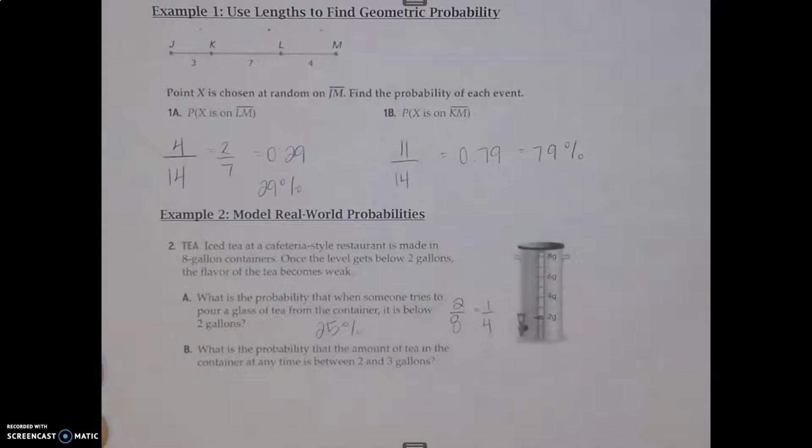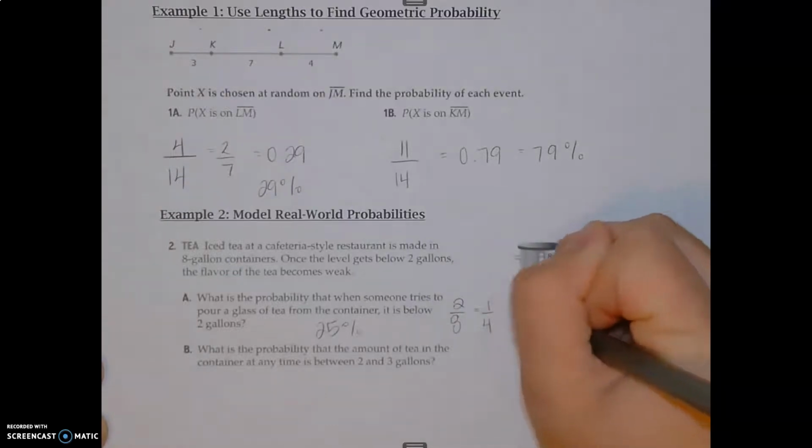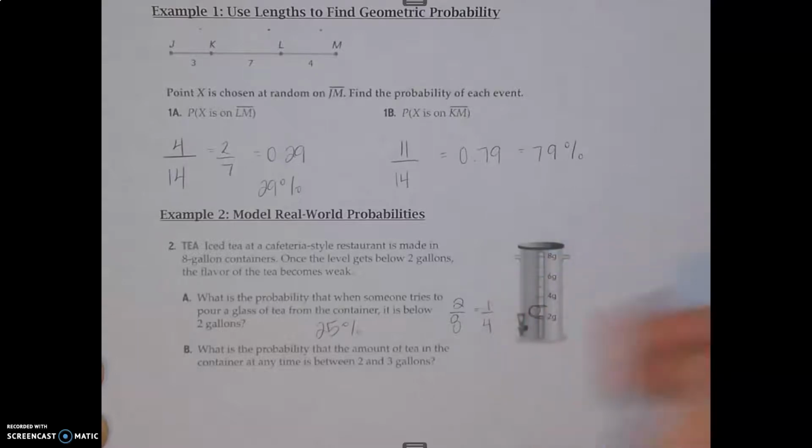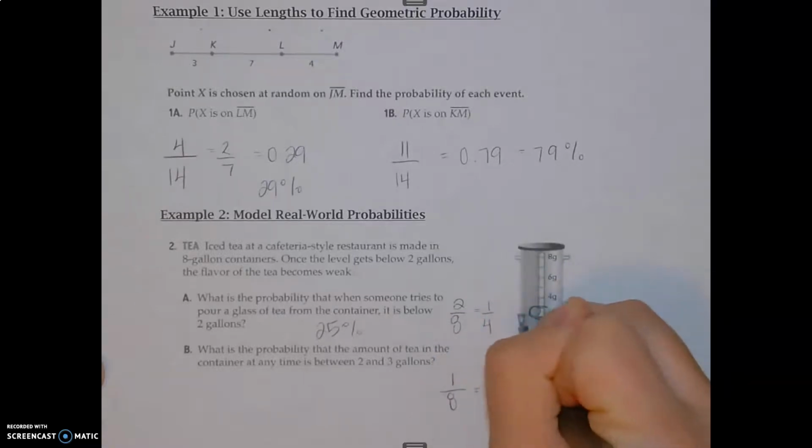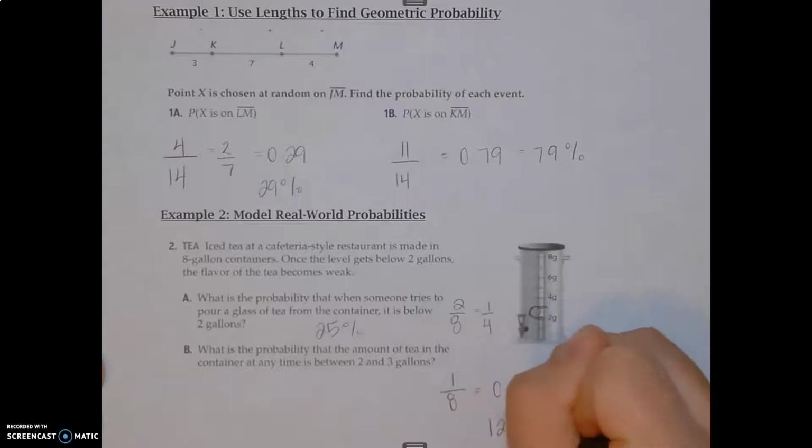Then we want the probability that the amount of tea in the container is only between 2 and 3, so only right here. Well, that is only 1 gallon out of the whole, which is the 8 gallons. And 1/8 made into a decimal is 0.125, which would be 12.5%.